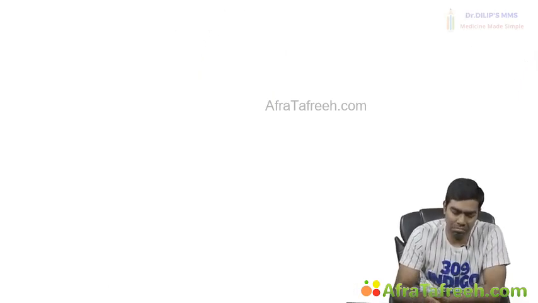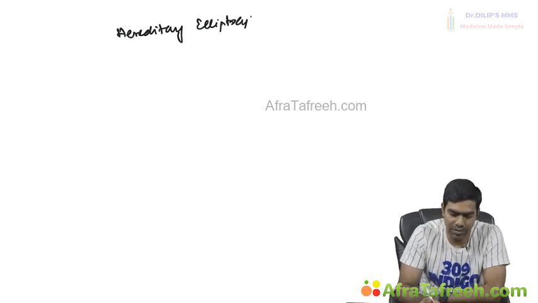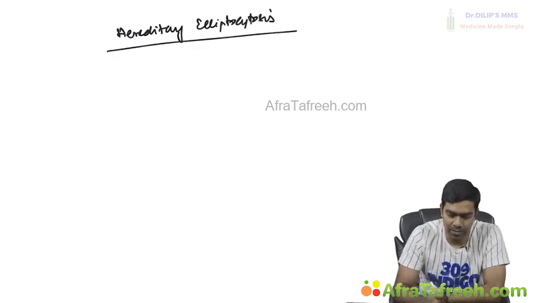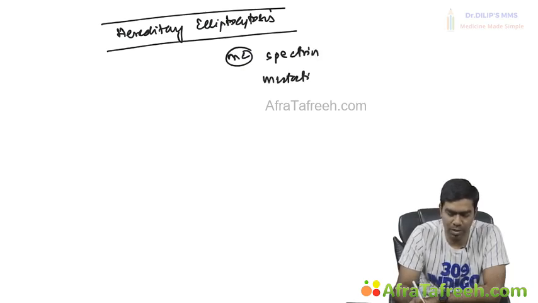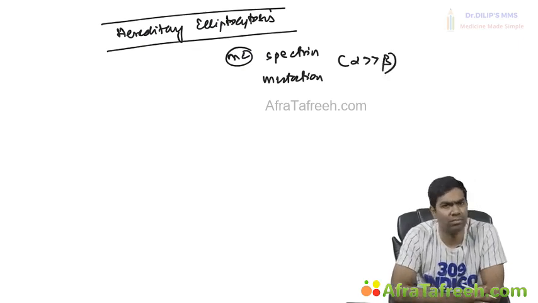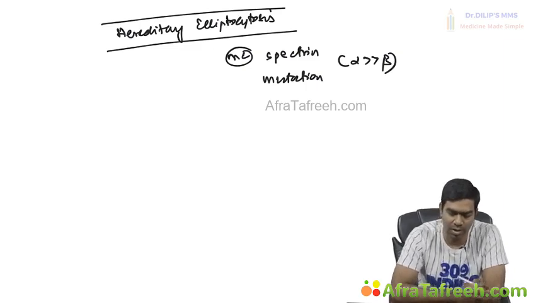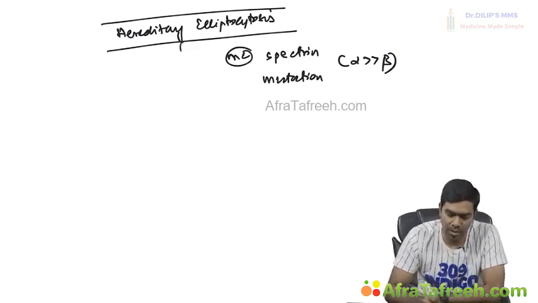Next, a minor topic: hereditary elliptocytosis. That's a very rare entity. The problem in hereditary elliptocytosis is most commonly due to mutations of spectrin. They will ask which spectrin mutation: it is alpha spectrin more commonly than beta spectrin. I told you hereditary spherocytosis is very commonly due to anchoring protein mutations, but elliptocytosis is due to spectrin mutation, extremely commonly.